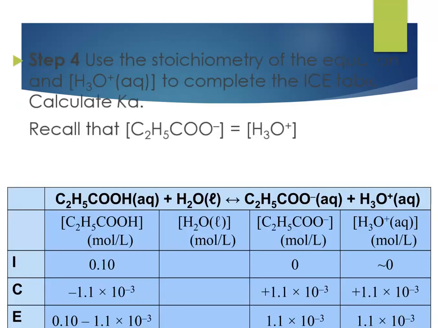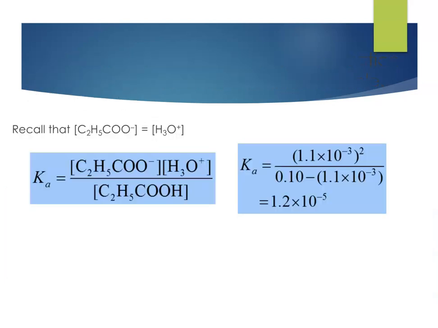Revisiting the ICE table, you should be able to solve for all the values at equilibrium now, starting with the concentration of hydronium ions and working your way through the table systematically. It is helpful to remember that the concentration of each of the products is the same because there is a 1-to-1 ratio. Once all of the values are determined, we can solve for the acid ionization constant.